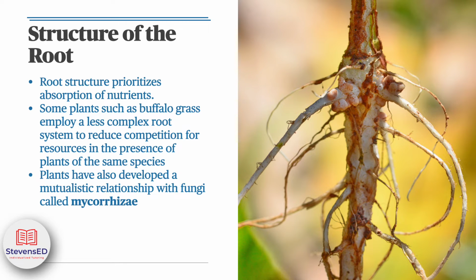Just as shoots are optimized for their function, so too are roots. As the primary function of roots is to absorb nutrients for the plants, the roots of many plants will not branch in parts of the soil with low concentrations of nutrients, especially in areas of low nitrate availability. However, where nutrients are in abundance, the root will branch so there is more surface area to absorb the required materials for plant survival. Certain plants employ a less complex root system in the presence of plants of the same species to limit strain on limited nutrients. Plants have also developed a mutually beneficial relationship with fungi called mycorrhizae, which enable more efficient nutrient absorption.